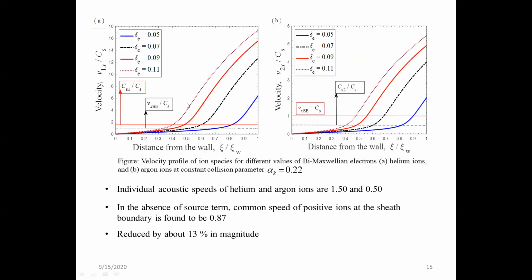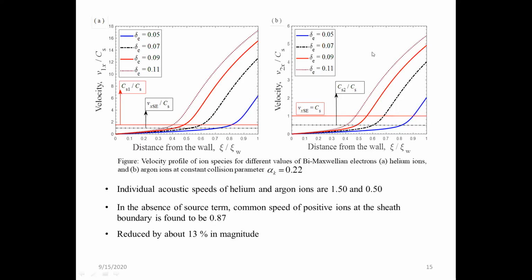This is the velocity profile. This first part is for the helium ions, and this is for the argon ions, for various volumetric compositions of the bi-Maxwellian electrons. This is the predicted Franklin speed of the lighter, helium ions, and this is for the collisionless plasma. But when we include our velocity dependent collision term, the velocity is reduced. The common speed of the positive ions is reduced, and the value is 0.87. That means the value is reduced by 13% in terms of magnitude.